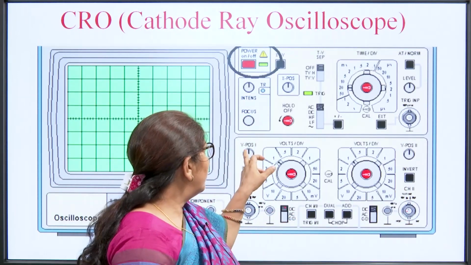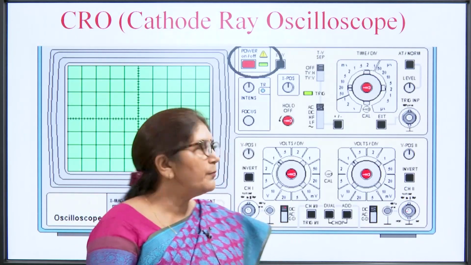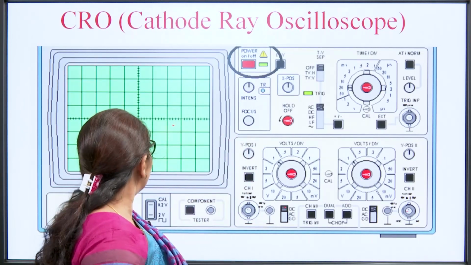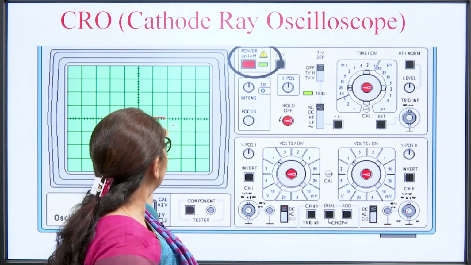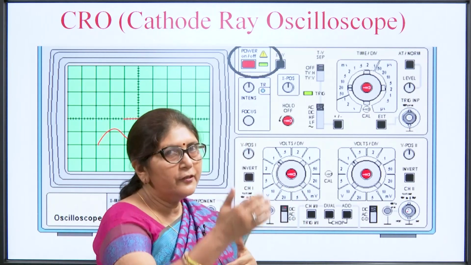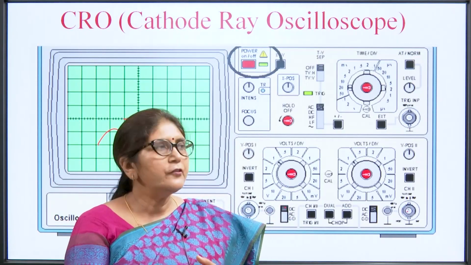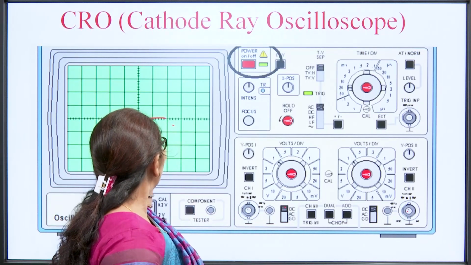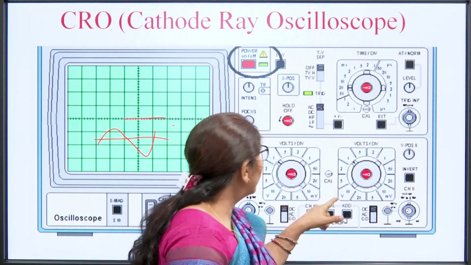Then this is one more switch, Y position. Y position means we can vary the position of the signal by varying this knob. Suppose a signal is displayed at this level and we want to display it at this position. We can vary this knob and the signal will shift, upward or downward. So, the Y position is basically shifting the mid position of the signal in the Y direction. So, this is all about this channel.